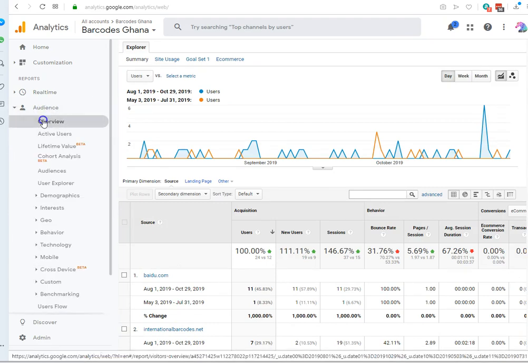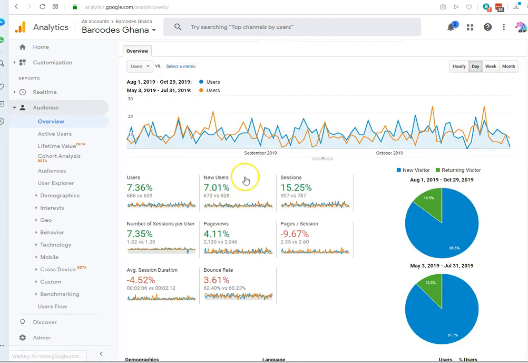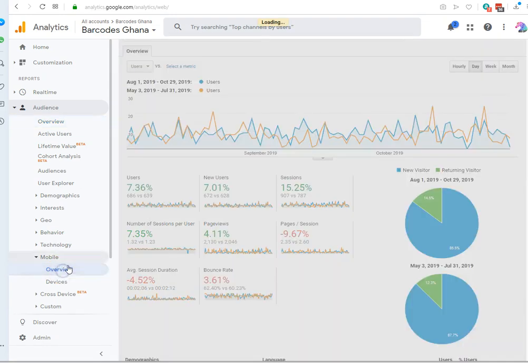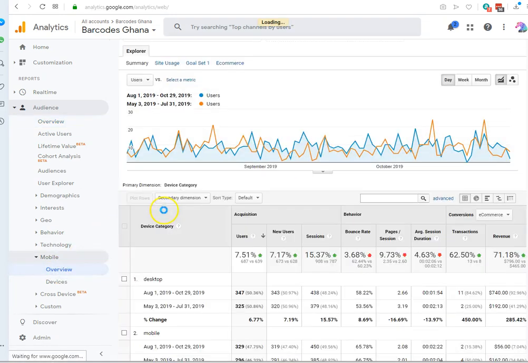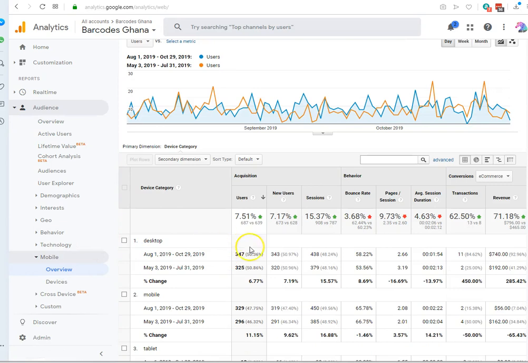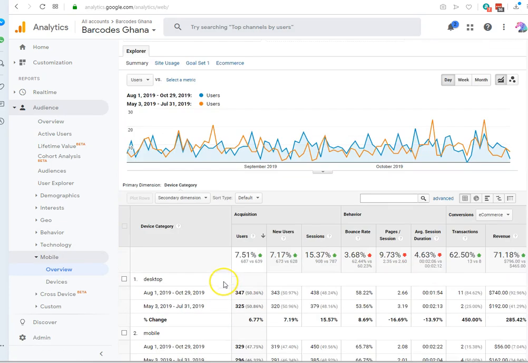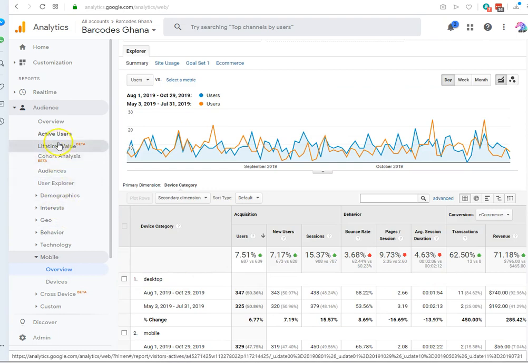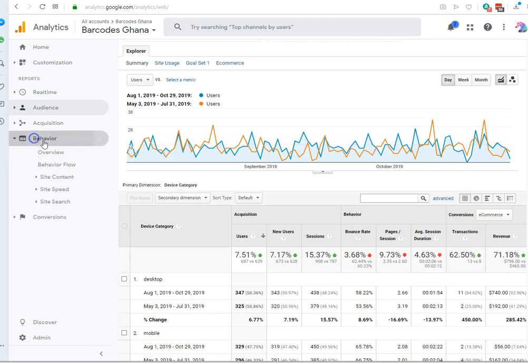Let's look at acquisition, audience, an overview of the audience. You can look at the technology, mobile, okay, desktop versus mobile comparison and whether it's changing or not. There's all sorts of stuff you can look at here. There's a lot of information. Behavior.